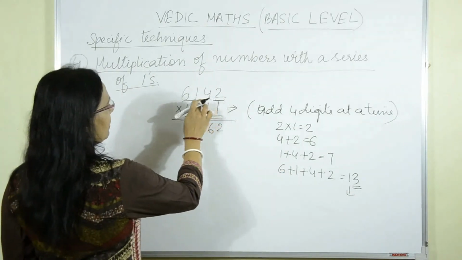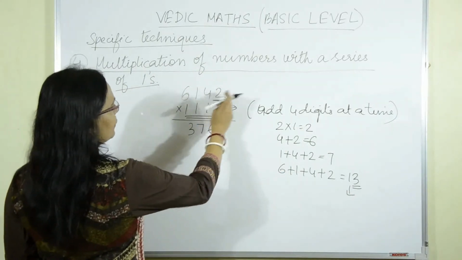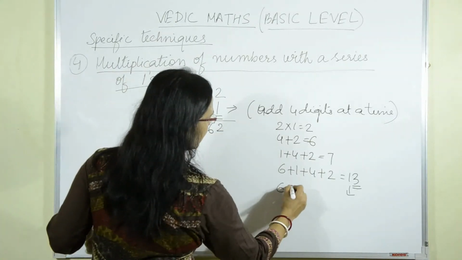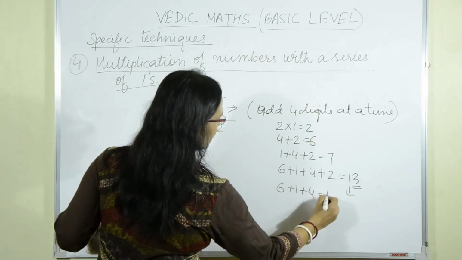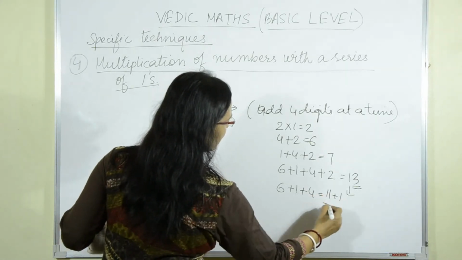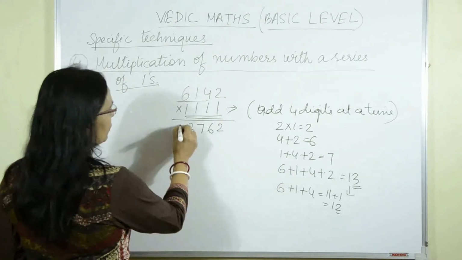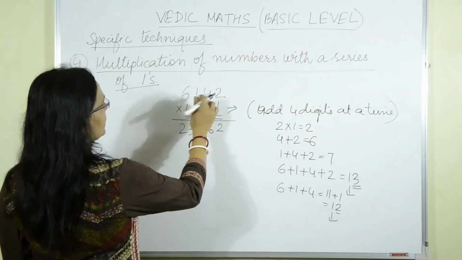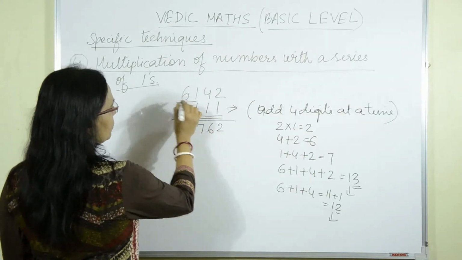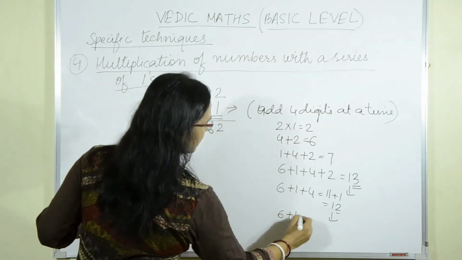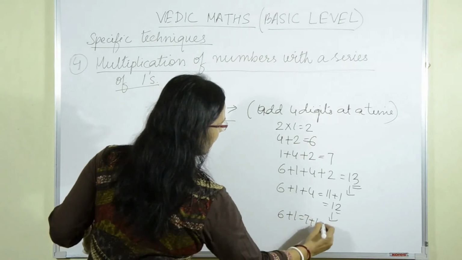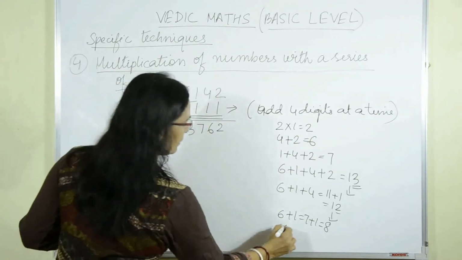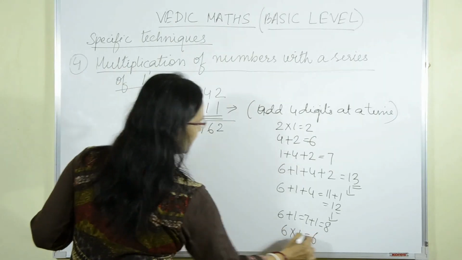So till this I am done with all the 4. I leave 2 and then I come back to these 3. So now I have 6 plus 1 plus 4. Now this is 11 and with this 1 this becomes 12 and I write 2 here. I carry 1 to the next step. After 3 I come back to 2: 6 plus 1 is 7 and with this one it becomes 8. So I write 8 and last of all I have 6 into 1 as 6.